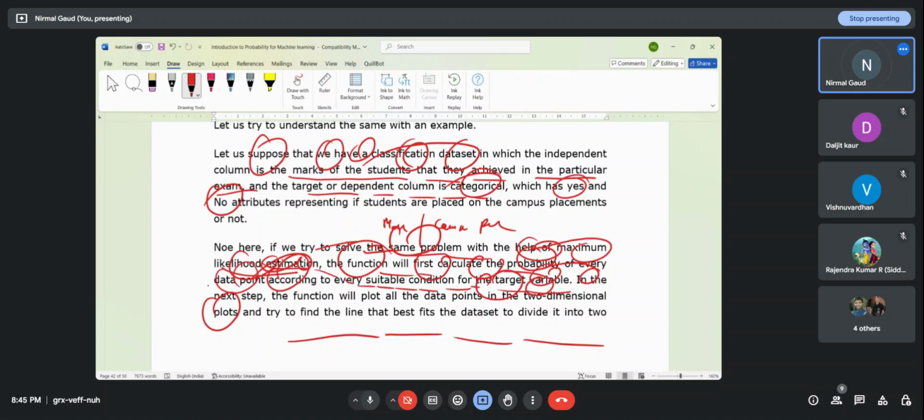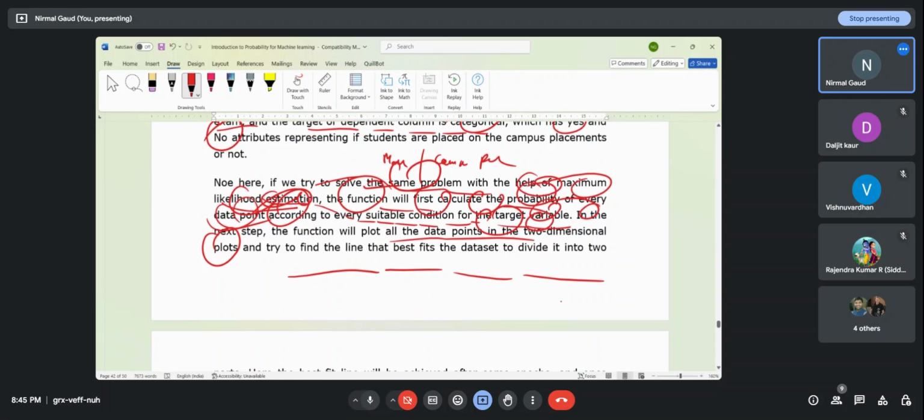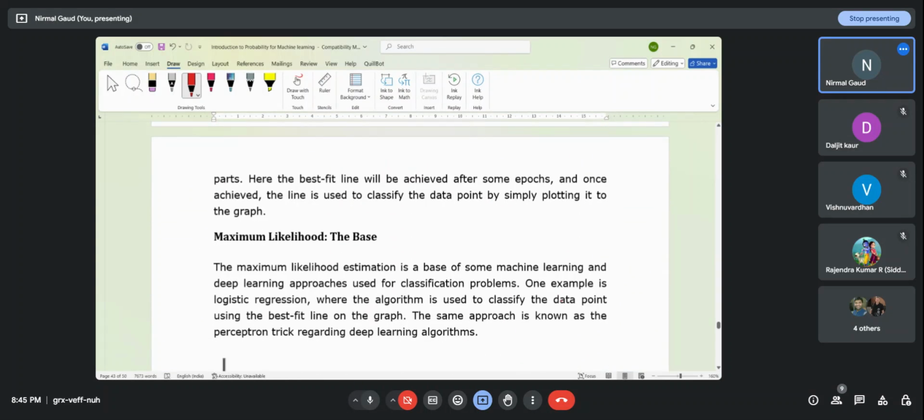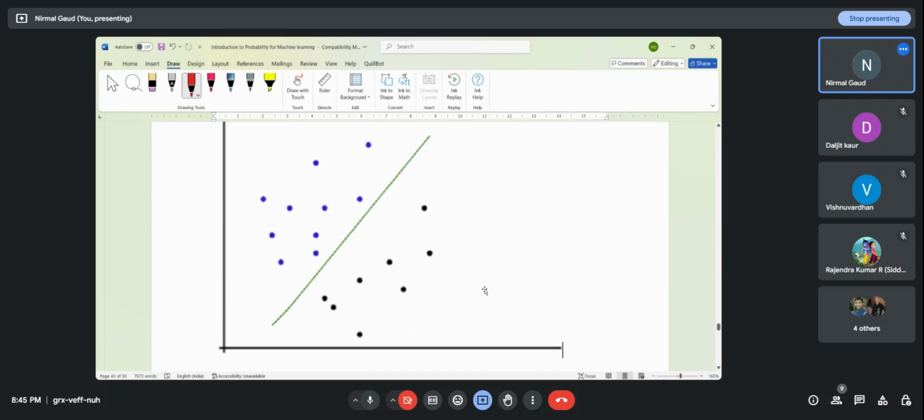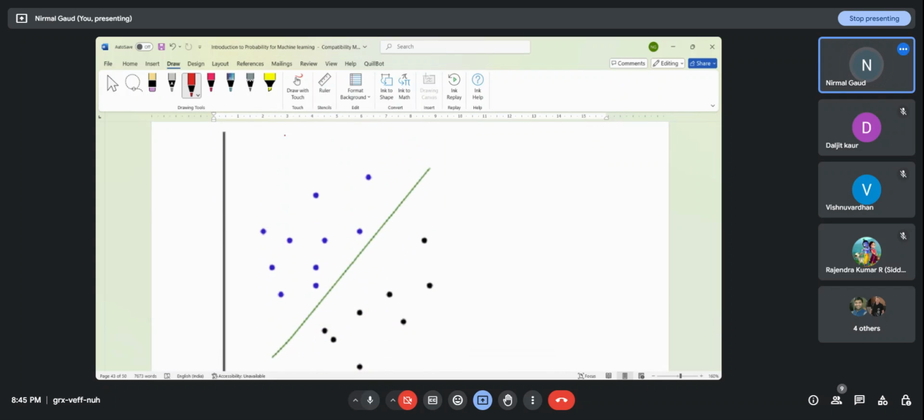In the next step, you have to plot these data points, whether they fall in a region of yes or a region of no, and try to find the line that will divide them in the best way. So this best fit line is achieved, and it is used to classify the data points. Okay, let us suppose this is yes and this is no.